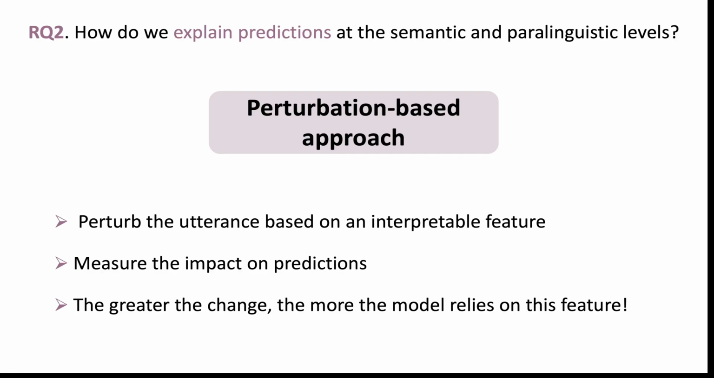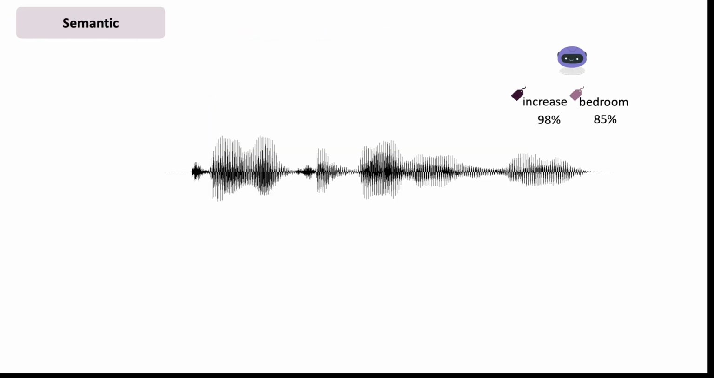At a high level, the process consists of perturbing the signals with respect to an individual feature, be it the spoken words or a paralinguistic feature, and we then measure the impact on predictions. And the idea is that the higher the change, the more the model relies on this feature. So let's see the approach in more detail, and let's focus first on one of the components, the semantic.